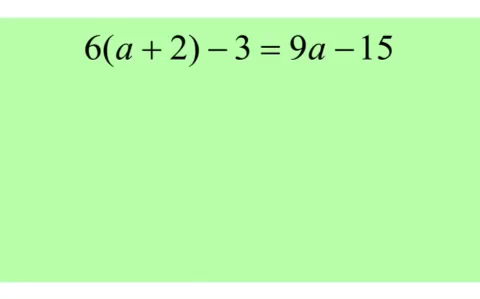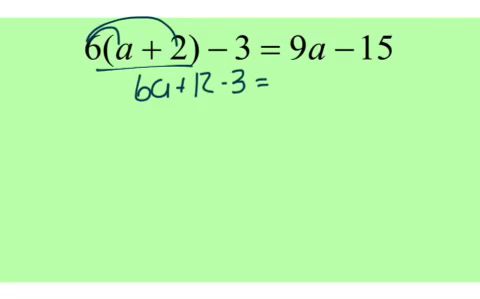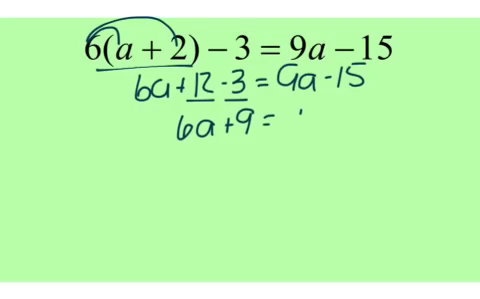Okie doke, let's see. Well, I see distributive property right here, so I'm going to distribute my 6 to everything inside. That's 6a plus 12 minus 3 equals 9a minus 15. Well, I see that I still have some like terms to combine, so I'm going to put 12 and negative 3 together. So I have 6a plus 9 equals 9a minus 15.